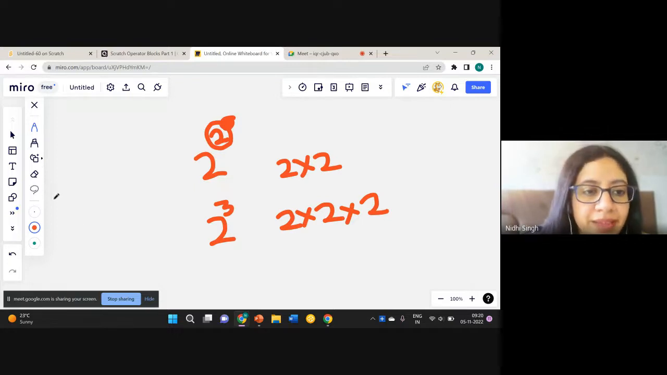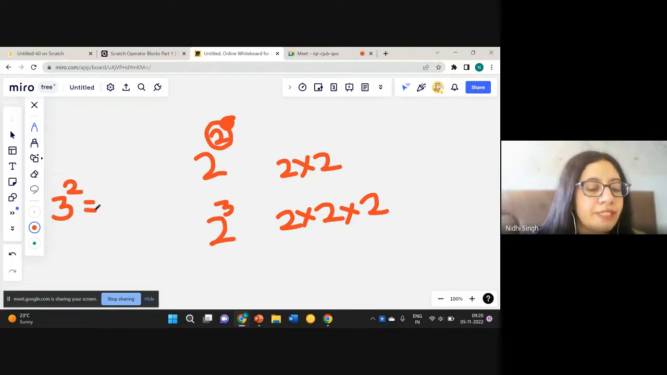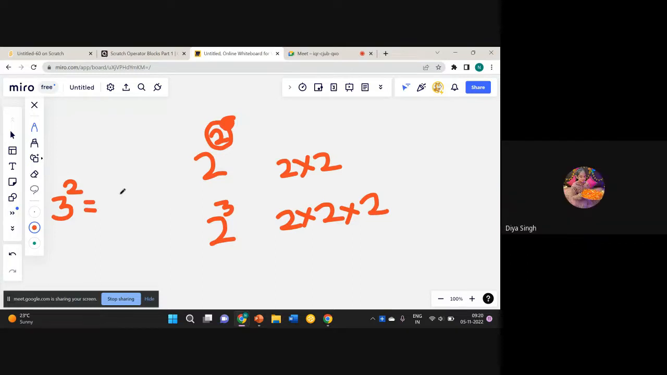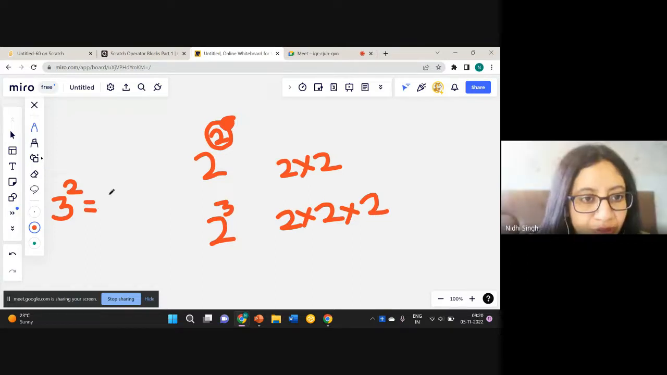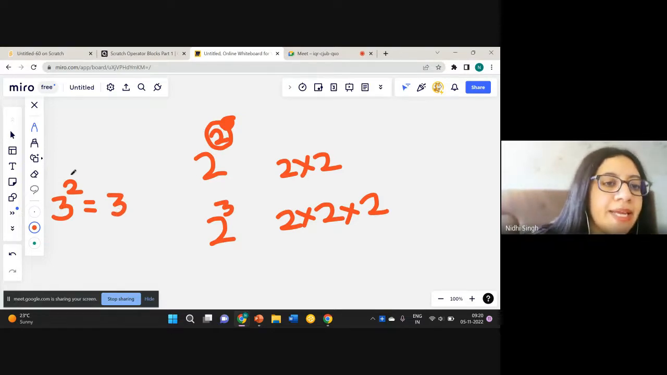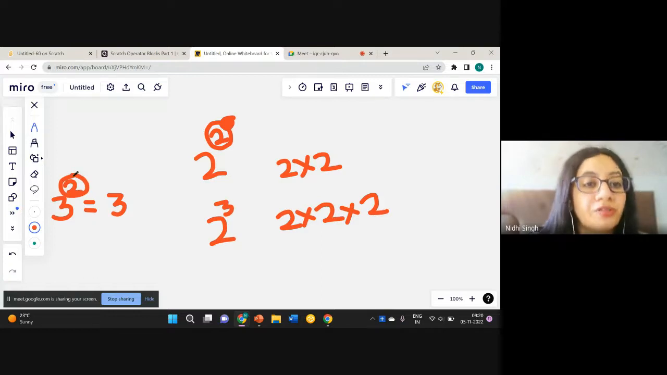Now let's say I am taking 2 as the power and 3 as my number. What am I doing here? I am multiplying the number 3, 2 times. The number is what you multiply this many times, and this is your power. So we are multiplying 3 two times.